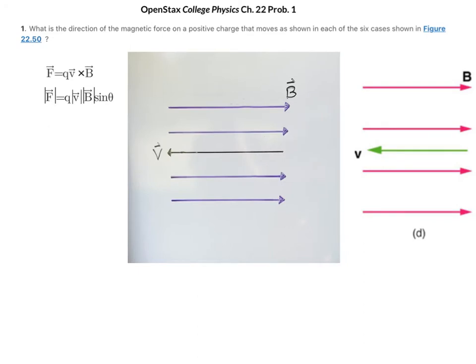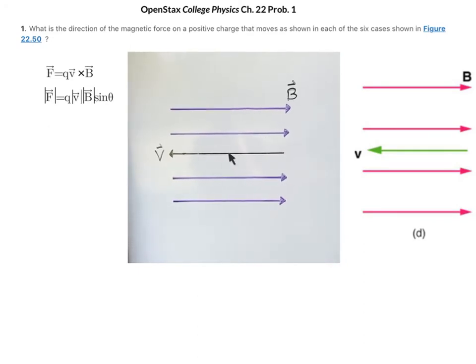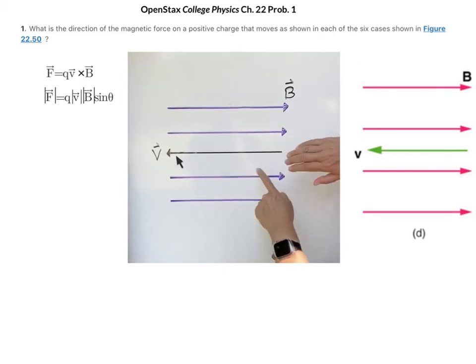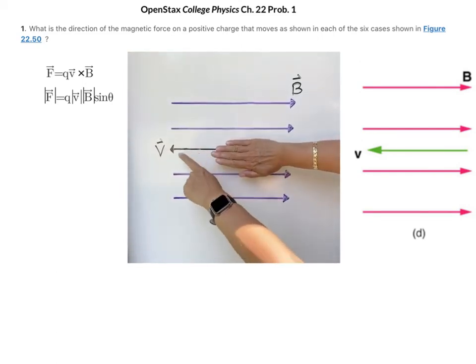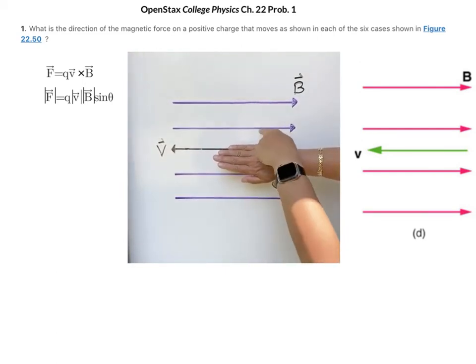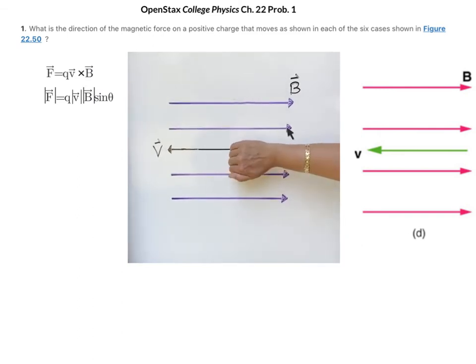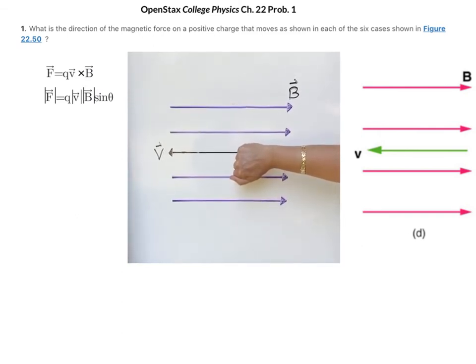Next example, now we have the velocity going to the left, so we have to place our hand with the fingers going to the left like that, and then we have to bend our fingers in the direction of the magnetic field, but we have to bend our fingers 180 degrees. Remember that if 180 degrees is the angle, sine of 180 is 0 and there is no force. So the force in this example is 0. There is no force.